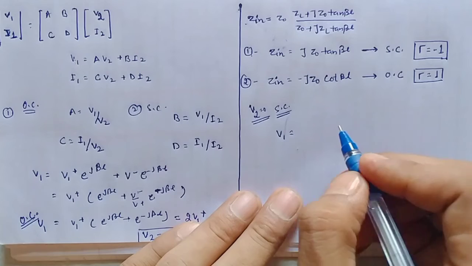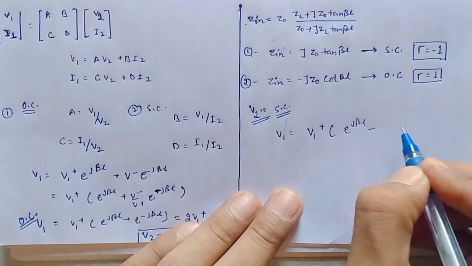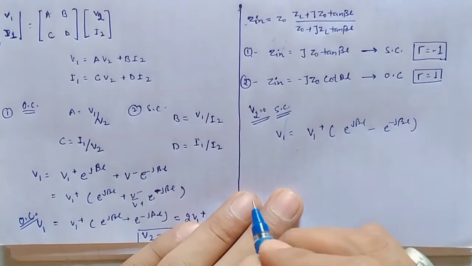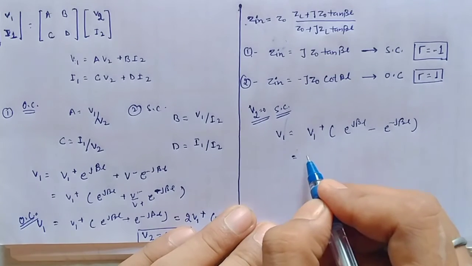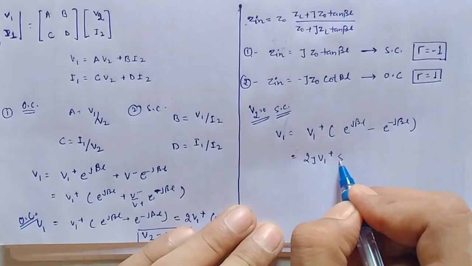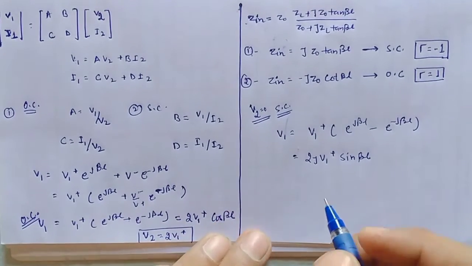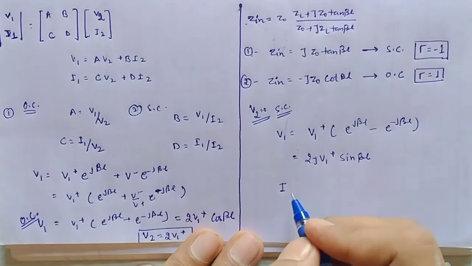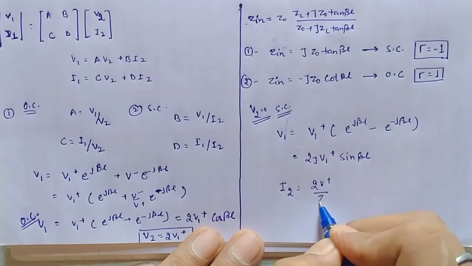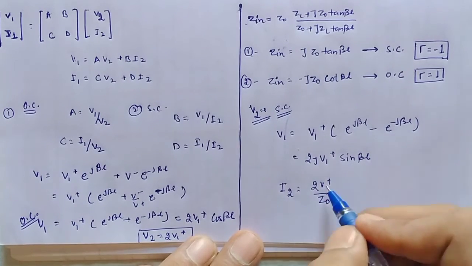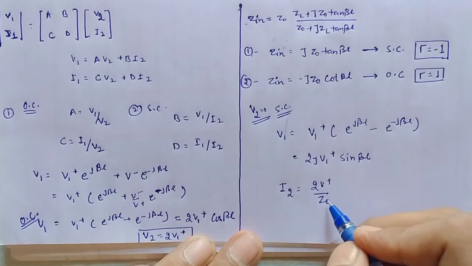Now when minus is there, I can write it as V1 plus (e to the power jβl minus e to the power minus jβl). For converting this into sine, I will multiply and divide by 2j. I can write this expression as 2j V1 plus sin βl. That will be my V1, and current I2 will be written as 2V plus divided by Z0, the characteristic impedance. 2V plus is V2, so V2 by Z0 is I2. So this is my current, 2V plus by Z0.